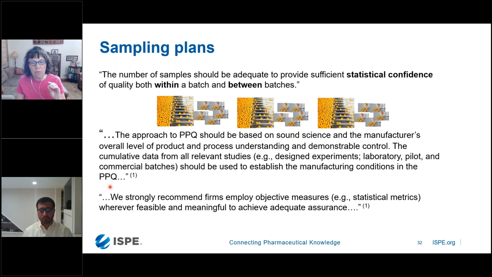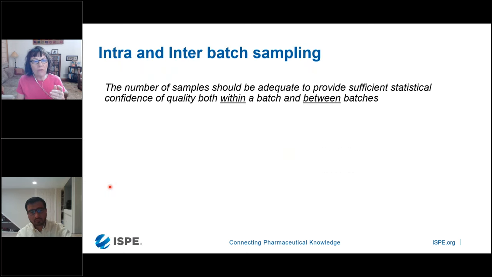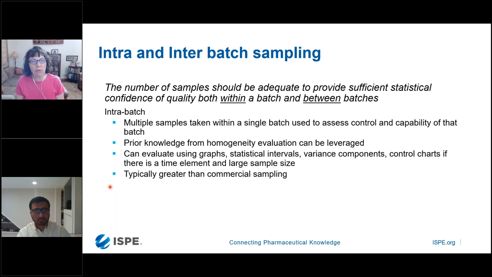So those are some relevant key excerpts from the guidance to identify what type of sampling you need to do in order to be able to demonstrate what is expected at the end of PPQ. So what do we mean by intra and inter-batch sampling?